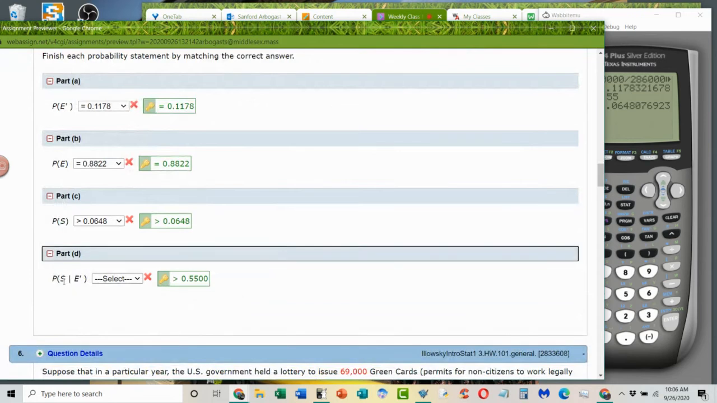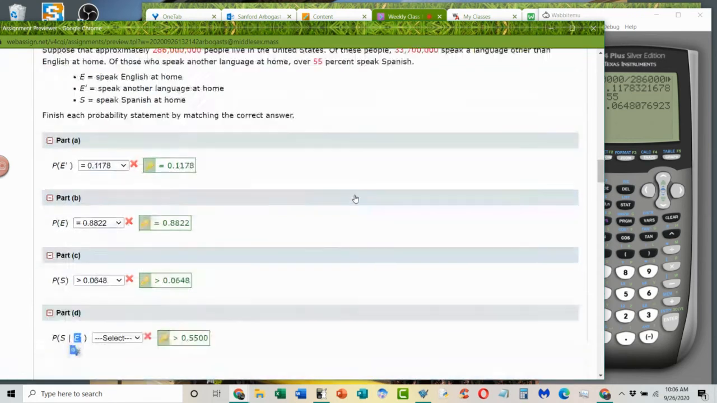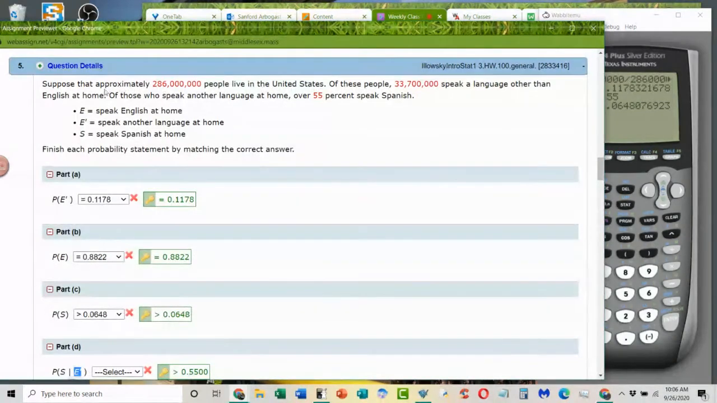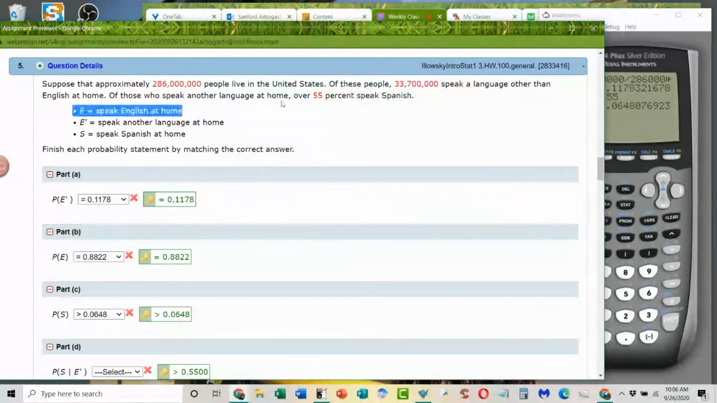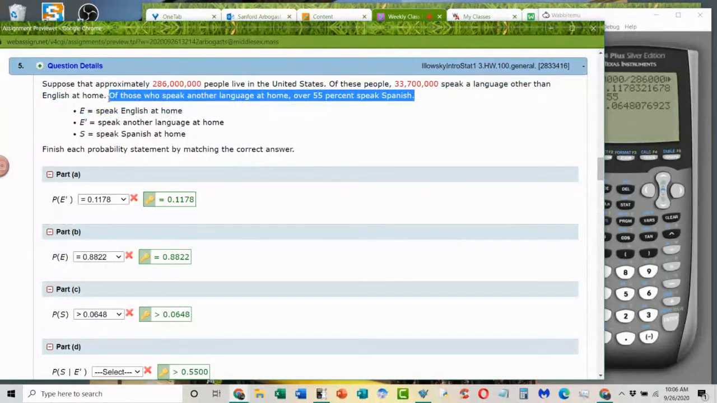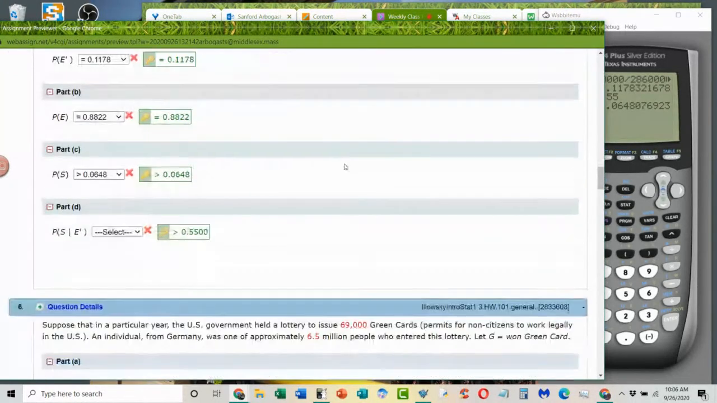The last one asks, well, what is the probability that they speak Spanish given that they don't speak English? Well, that's right here. It's actually in the statement. Of the people who don't speak English, over 55% of them speak Spanish. So that's where that number comes from.